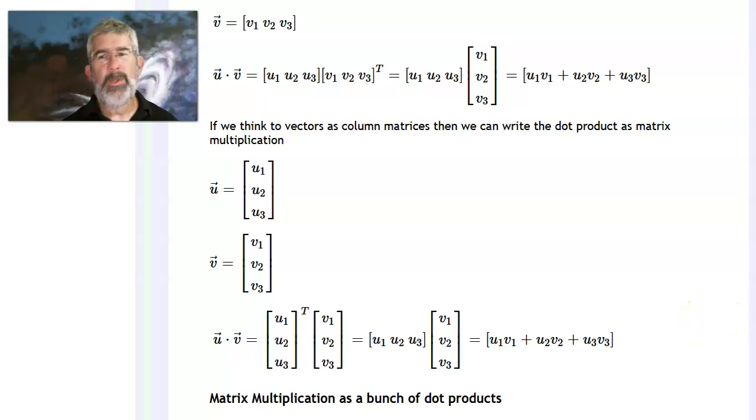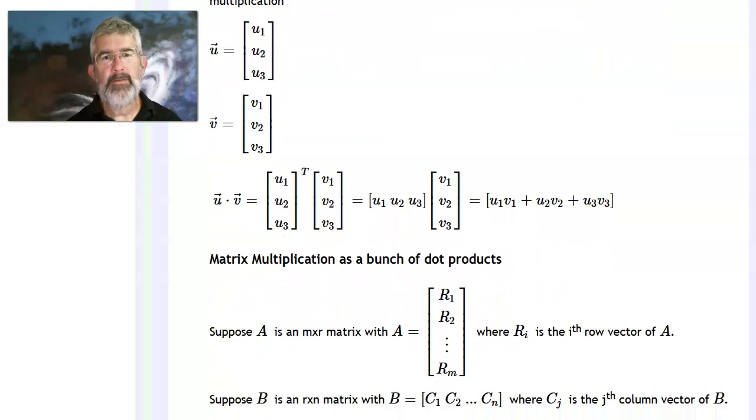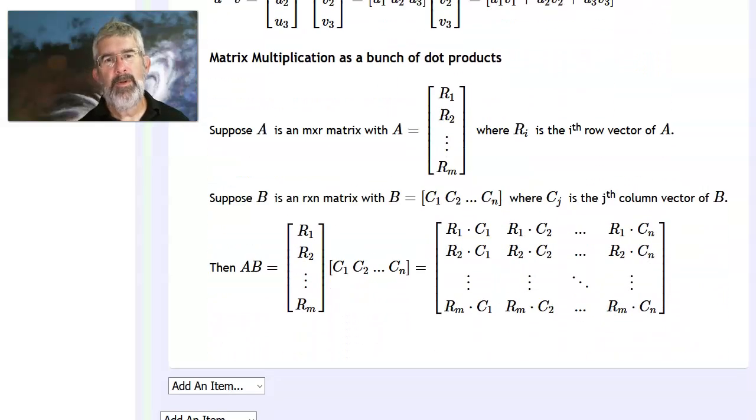Now I want to write matrix multiplication like it's the dot product. So suppose I've got an m by r matrix A, so m rows and r columns, and I'm going to write A this way, where R1, R2, up to Rm are the row matrices, the individual row vectors, I'm going to call them. The first row is a list of numbers. The second row is a list of numbers. So they're each vectors in Rr. Each row has r things in it because there are r columns in this matrix.